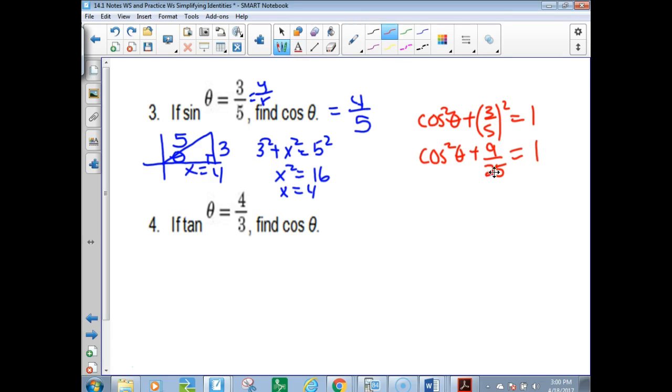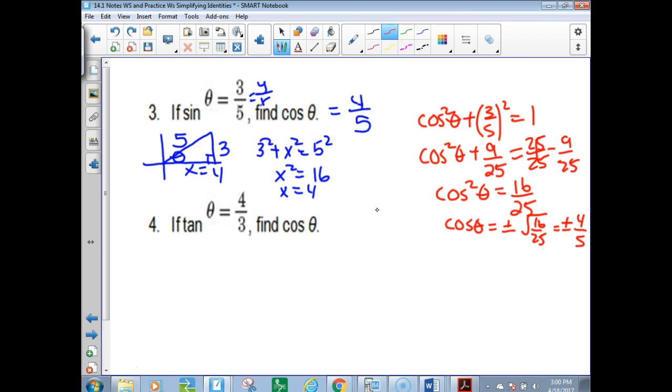And then I'm going to have to subtract. So you could always type on your calculator 1 minus 9/25, and then hit math enter enter to get your 16/25. Just a reminder, this is what I was doing in my head. Okay, take the square root. We're going to get cosine theta would be plus or minus the square root of 16/25 equals plus or minus 4/5. And then we decided it had to be positive because we're in quadrant 1.